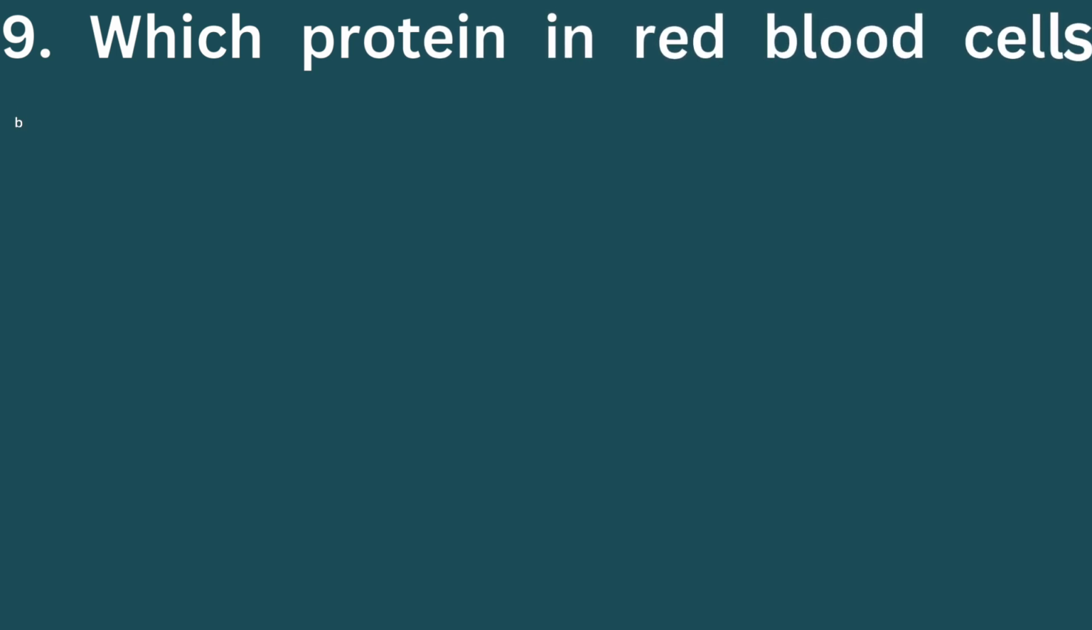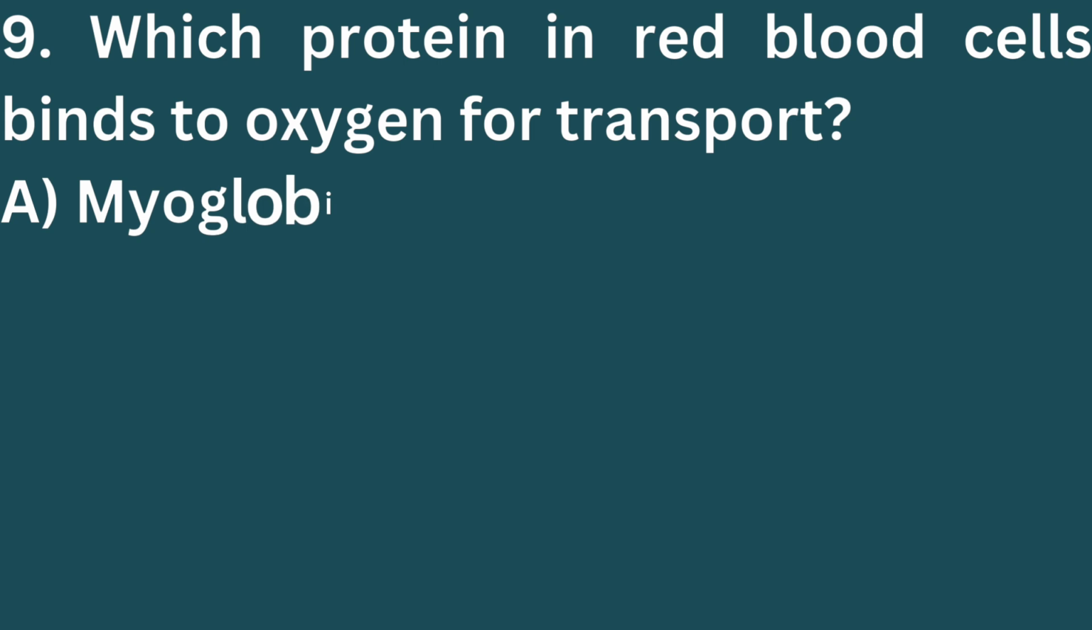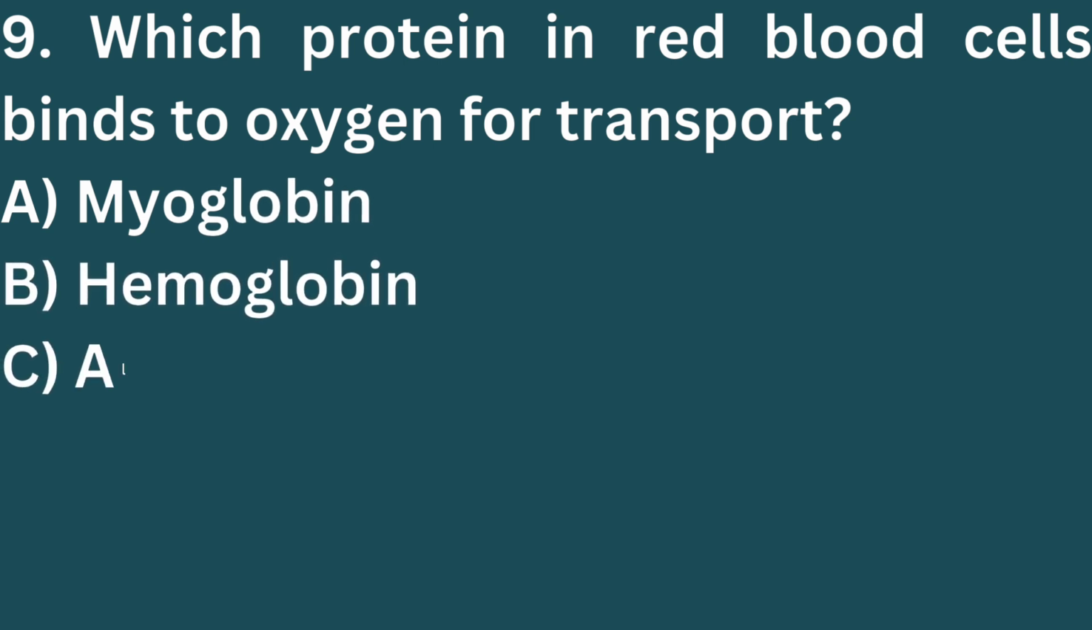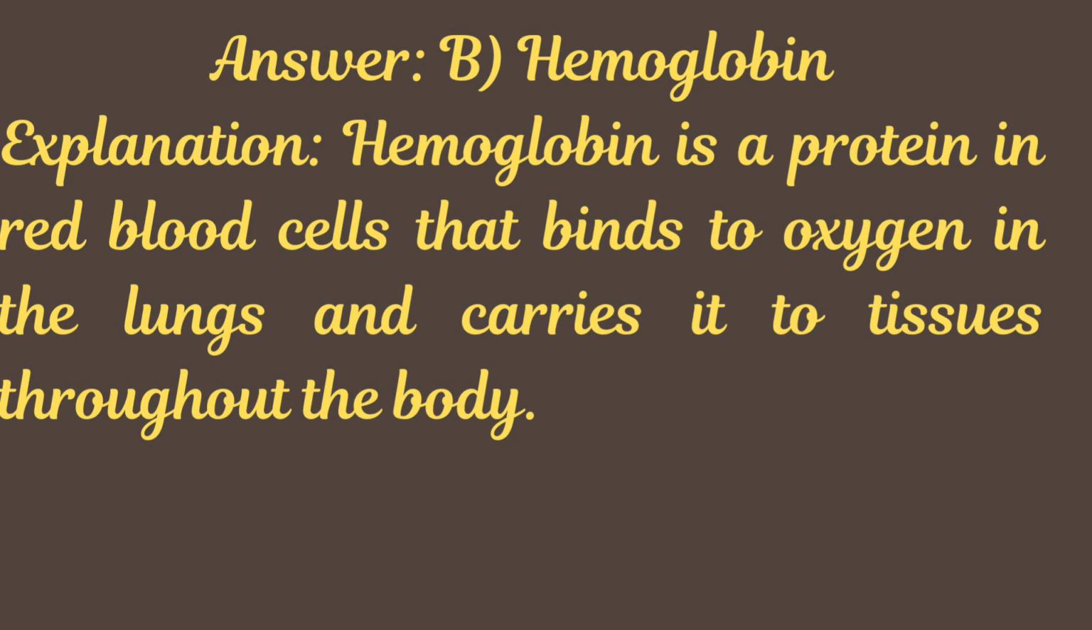9. Which protein in red blood cells binds to oxygen for transport? A. Myoglobin. B. Hemoglobin. C. Albumin. D. Fibrinogen. Answer: B. Hemoglobin. Explanation: hemoglobin is a protein in red blood cells that binds to oxygen in the lungs and carries it to tissues throughout the body.